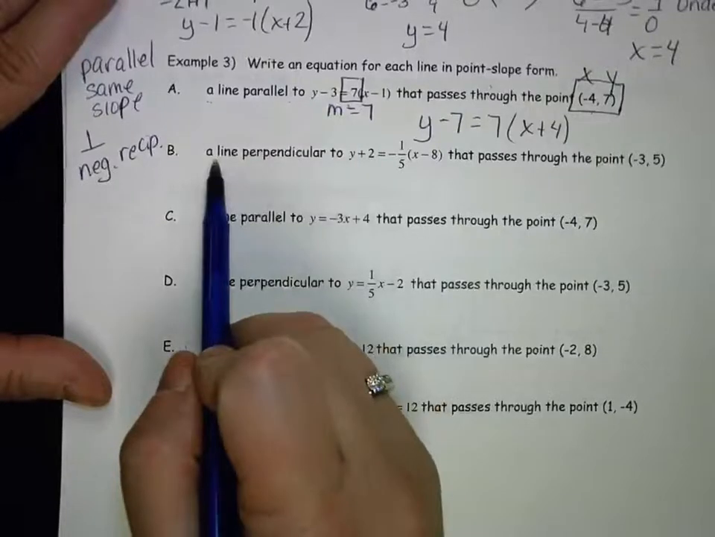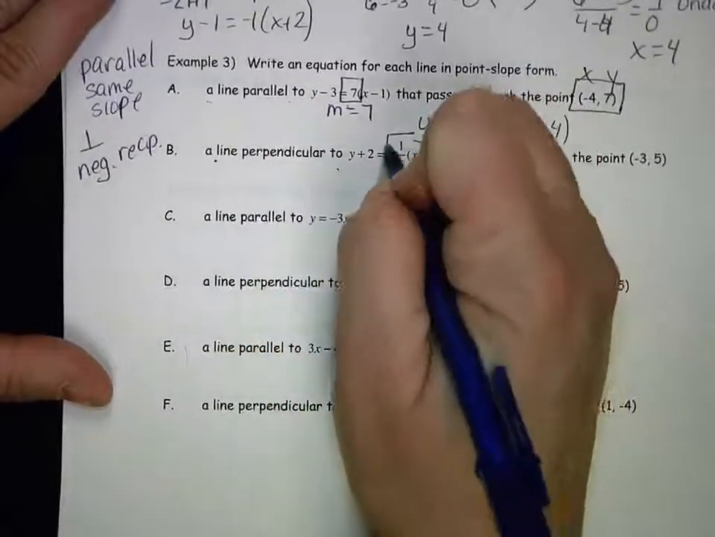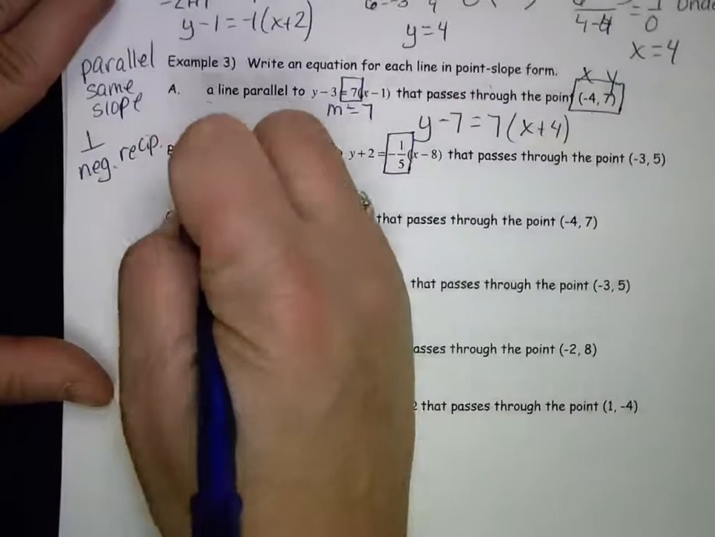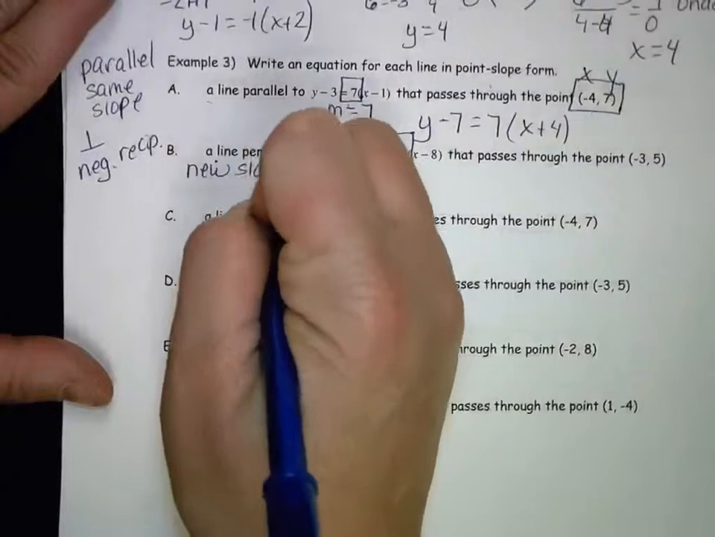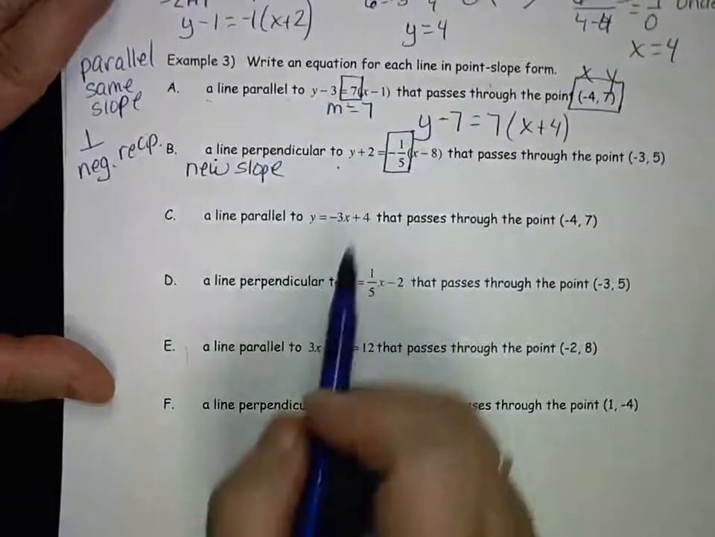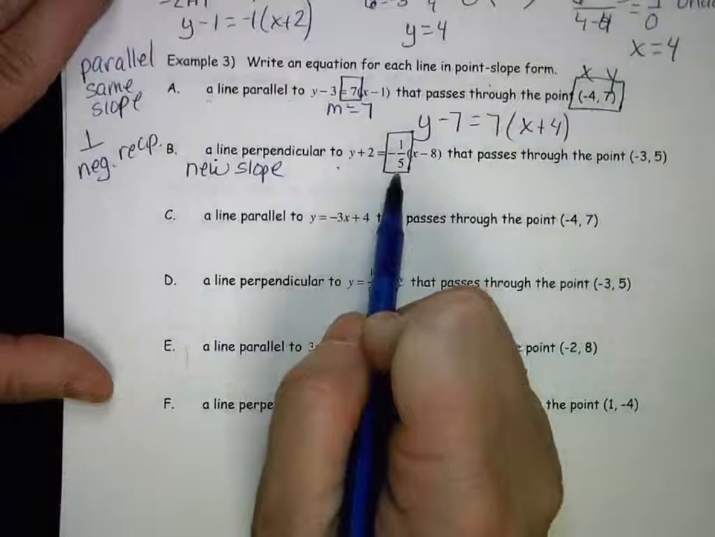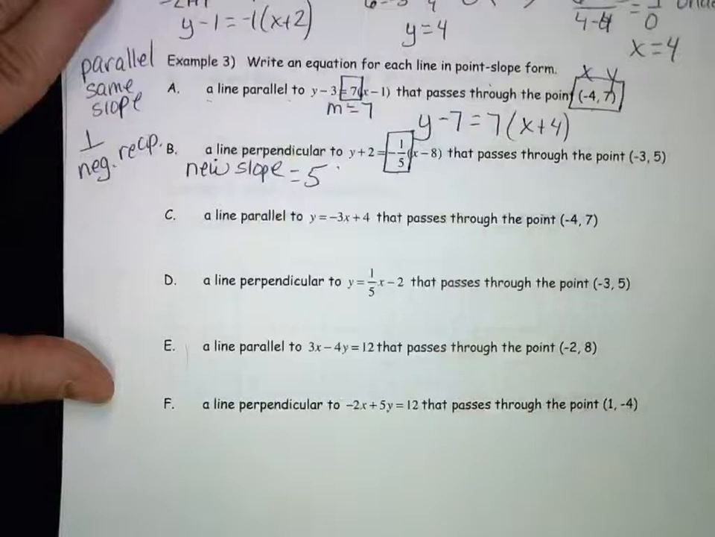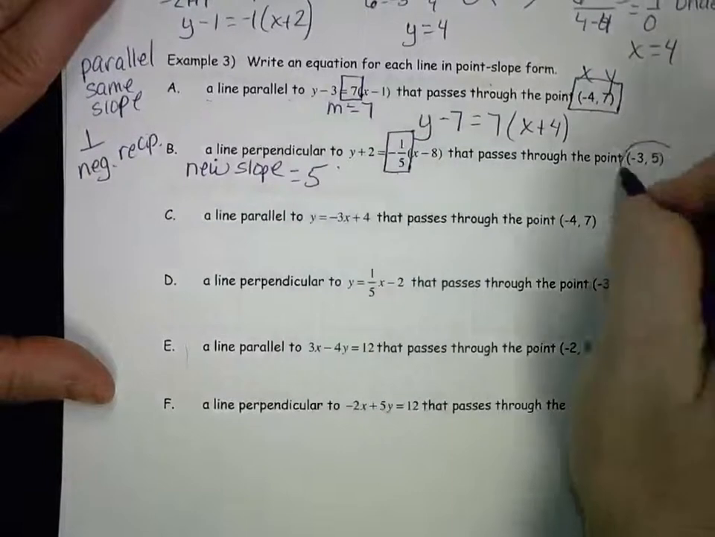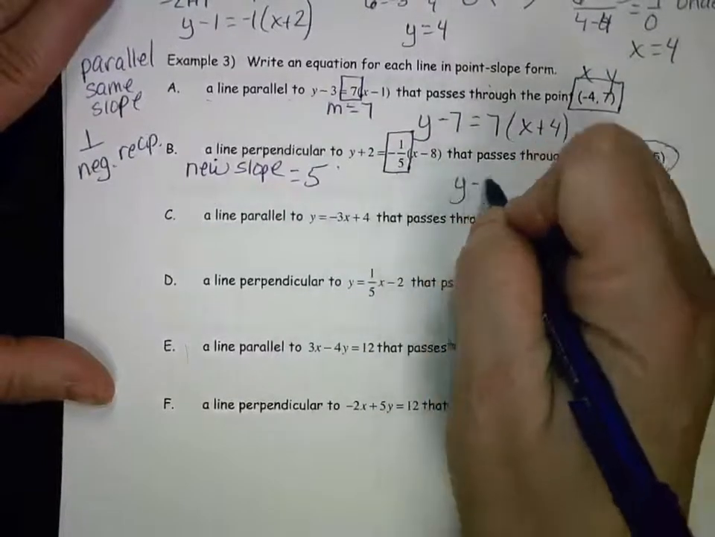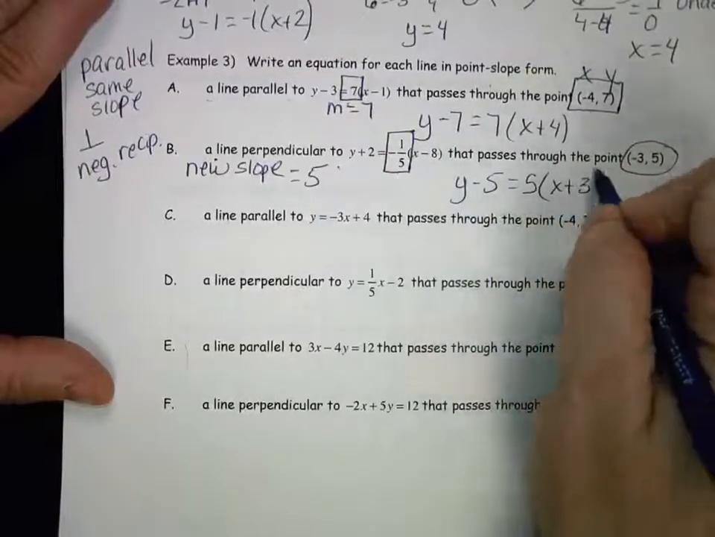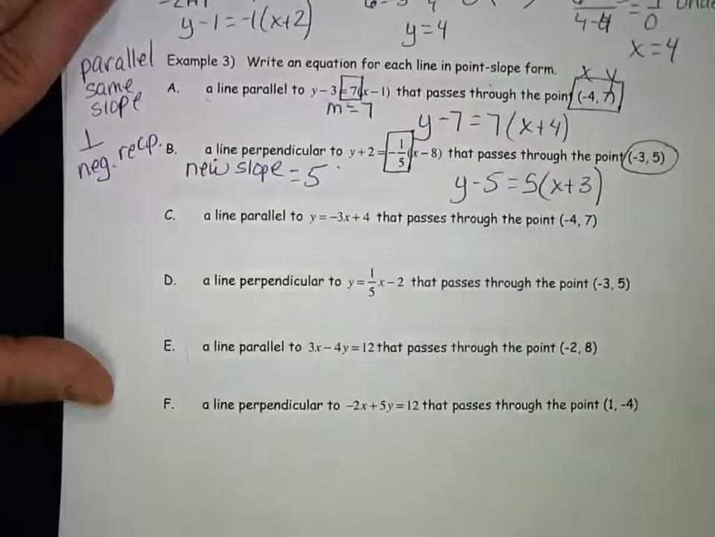Letter B, a line perpendicular. Well, this is our slope. If it's perpendicular, we don't want that slope. We need to find the new perpendicular slope. This slope was negative 1/5. So our new perpendicular slope will be 5. And then here's our point. So you will have y minus 5 equals 5 times x plus 3. Point-slope form because you have a point and a slope.